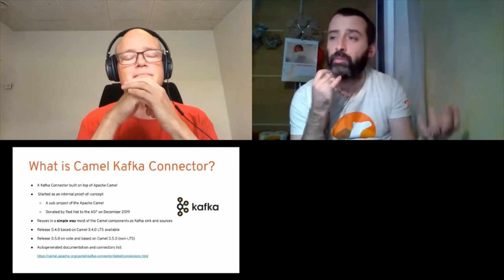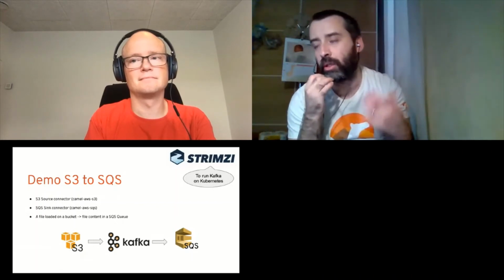So we will consume a file from an S3 bucket, and we will use a sink connector on the other side to stream the content of this file from a Kafka topic to an SQS queue. All this can obviously be run in Kubernetes, and you can do that, for example, with Strimzi, which is a project related to Kafka, to run your Kafka broker and your Kafka cluster in Kubernetes through an operator.